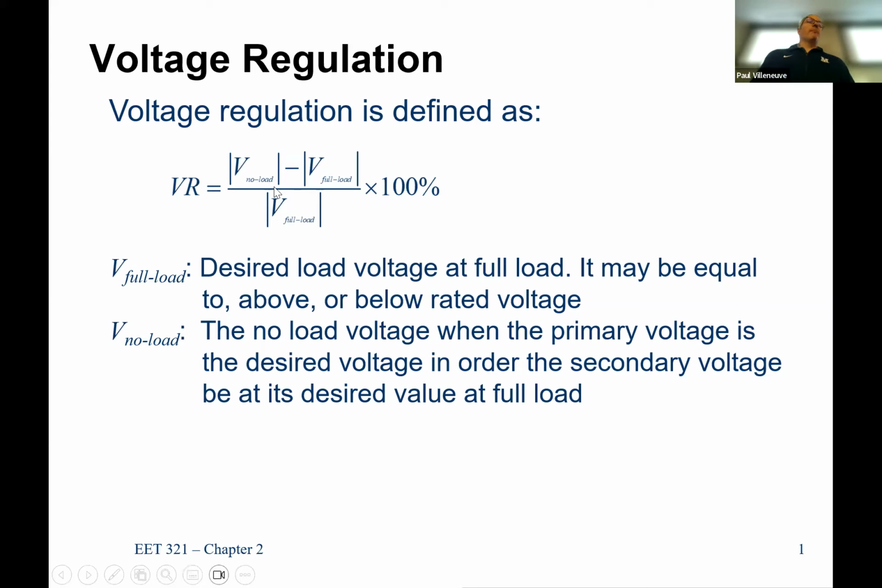So what's more appropriate is the percent change, or the voltage regulation, which is V no load minus V full load. So how much that voltage is above its full load value, what the delta is, divided by what the voltage should be under full load conditions. So the higher the drop, the worse the voltage regulation of a transformer tends to be.